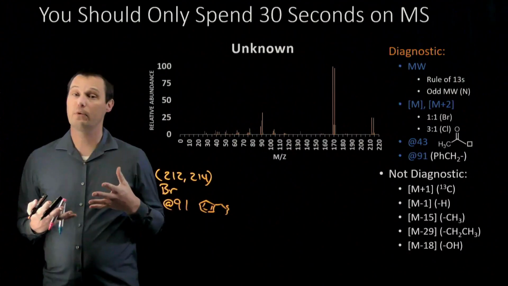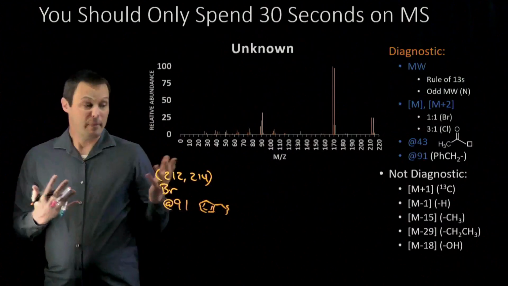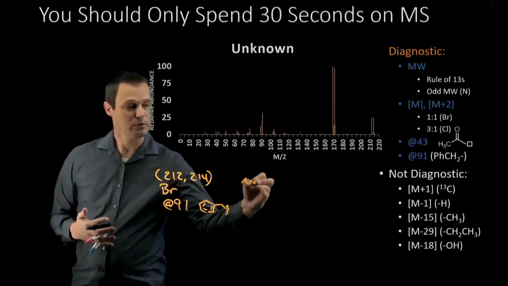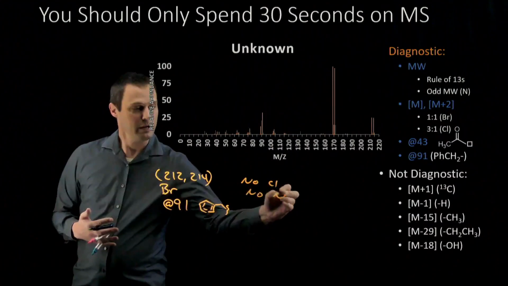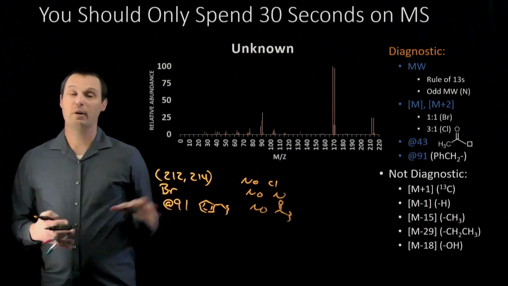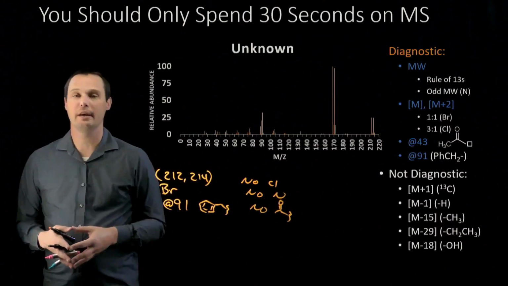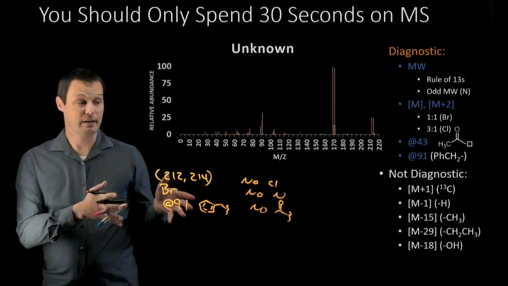I'm not really going to go looking for anything else. I don't see a 43, I don't see a chlorine, I don't see a nitrogen. Might even be useful to write those down if you want to. So no chlorine, no nitrogen, and no methylcarbonyl. So those might be useful to write down as well, but I'm really not going to spend much more than 30 seconds on this mass spec, and then I'm going to move on to the IR and the NMR. But just in those 30 seconds, I've actually gotten a lot of information.